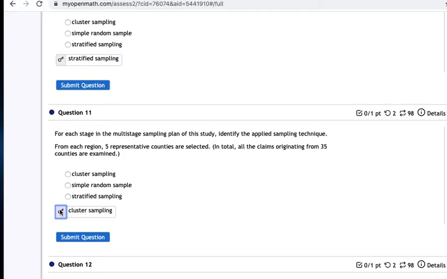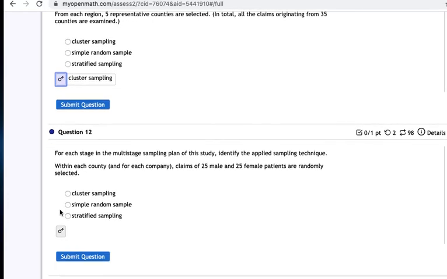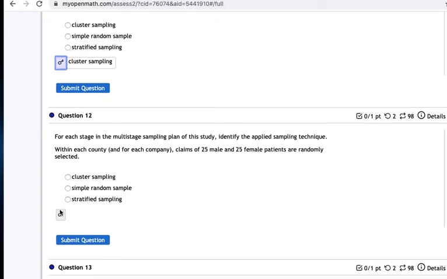For each region, sometimes it's the wording. For each region, 5 representative counties are selected. In total, it says all the claims from the 35 are examined. So that is cluster. So I make mistakes on these all the time. So don't feel bad if you make a mistake. Try again, right? Or here's another one.